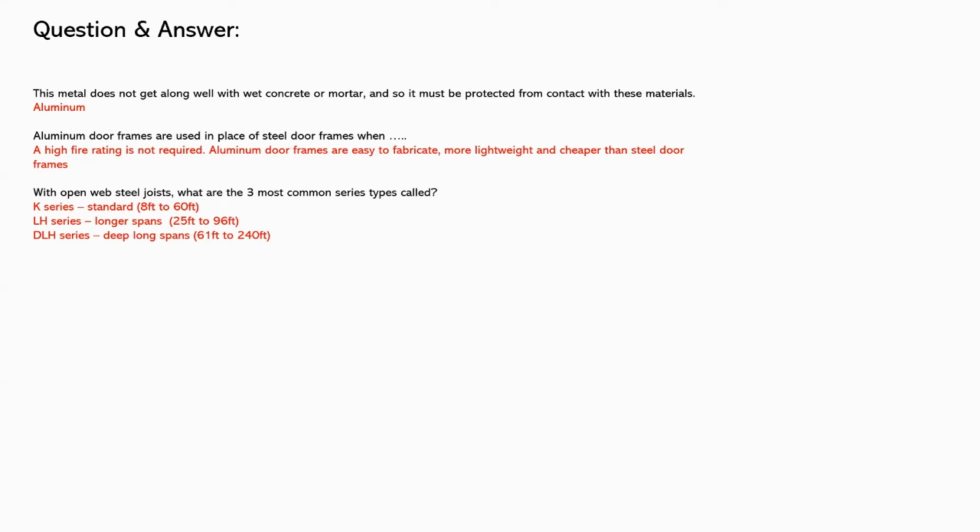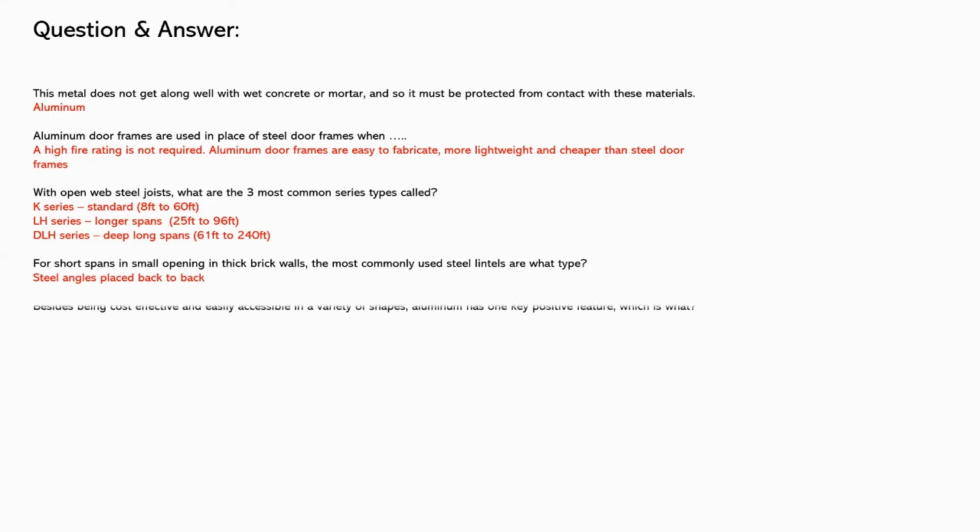The K series, 8 feet to 60 feet. The LH series for longer spans of 25 to 96 feet. And then the DLH series, deep long spans, 61 feet to 240 feet. For short spans and small openings in thick brick walls, the most commonly used steel lintels are what type? Steel angles placed back to back.